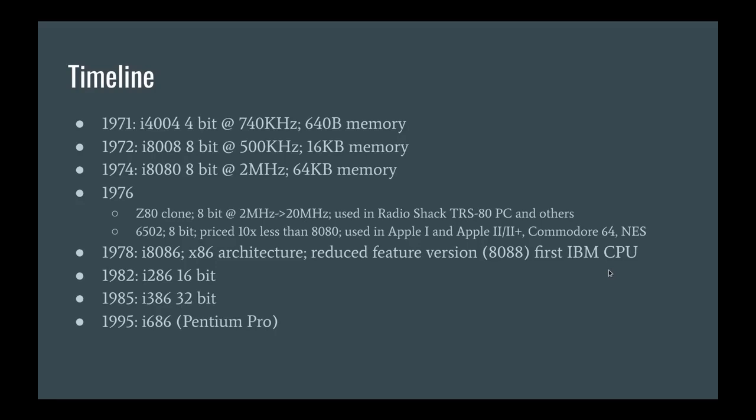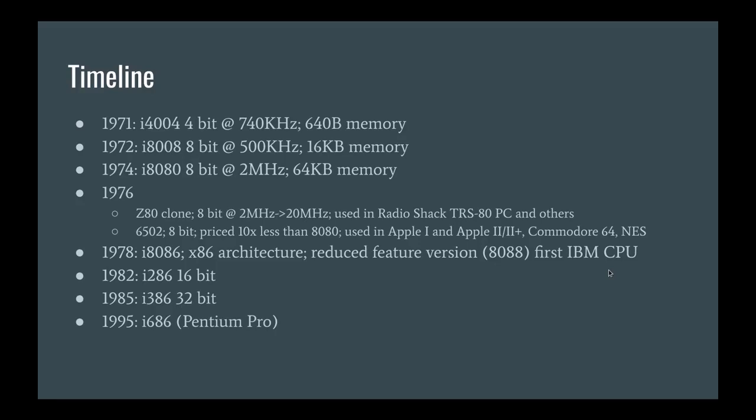So the original Intel 4004 CPU was created in 1971. It was 4 bits only, ran less than 1 megahertz, and it had a maximum of 640 bytes of memory. That's not kilobytes, not megabytes, that was 640 bytes. If you're not aware, 8 bits equals 1 byte, so this was really small.